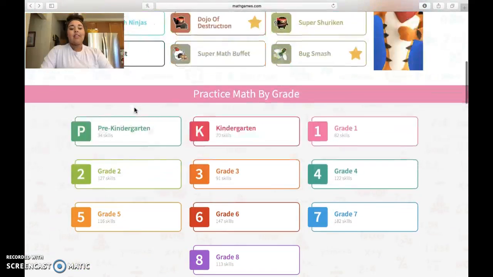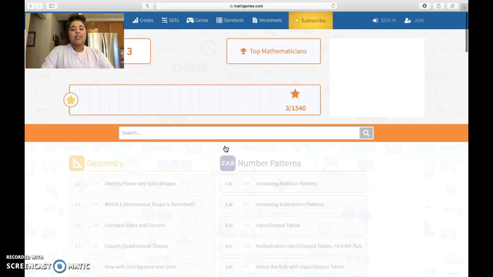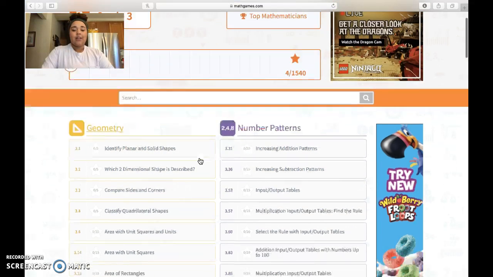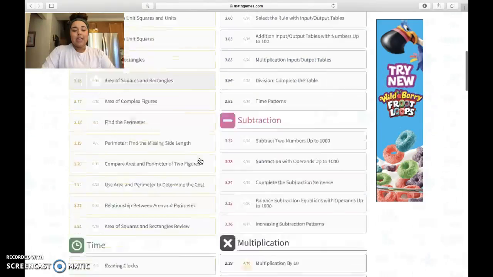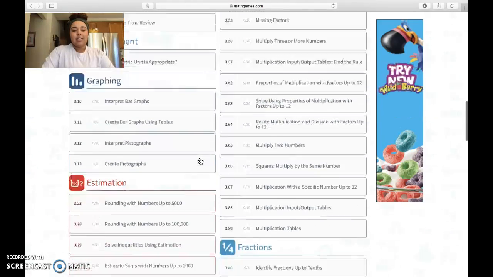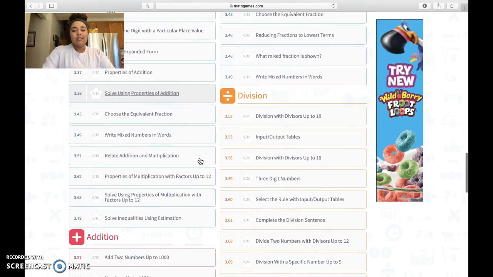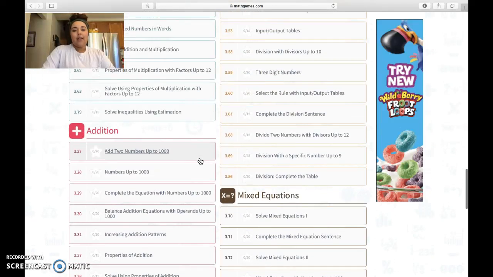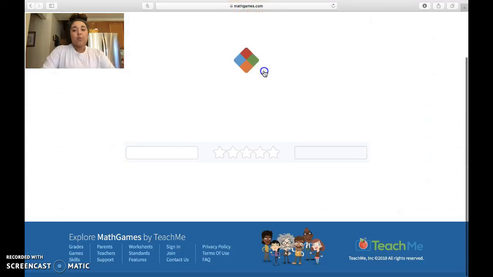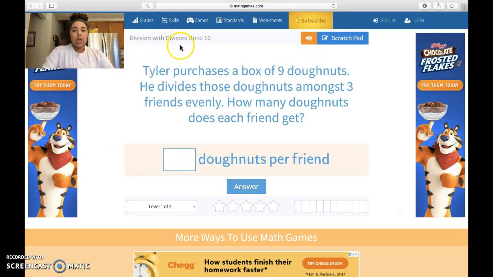And then the next thing we're going to look at is the practice math by grade. So we're going to go into third grade because that's what grade you guys are in. And we're going to pick any of these options. So you guys can see all of these options. And we're eventually going to learn most of these in our class. So right now, which goes with also what we're learning, we're going to do the division with the divisor up to 10. So this gives us a nice problem.